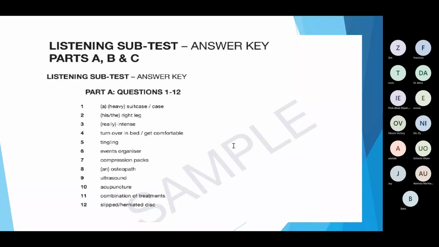I think we are more than 13 on this call. We're not hearing from the rest. I haven't heard from Nos Ifi. I haven't heard from Okure Victory, Tosin, Uchechi. I'm not hearing from you, but I believe you all had beautiful scores, right? So that is how it works.